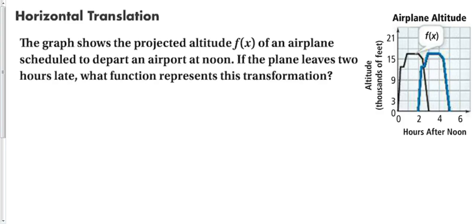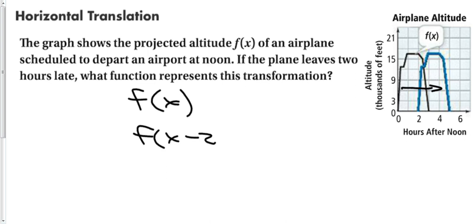So next, if I look at the graph of f of x, it's an airplane scheduled to depart an airport at noon. The plane leaves 2 hours late, which means my function is moved to the right. If I start with my original function and I want to move it to the right, I should subtract 2 from the input. Inside of the function, I should subtract 2.